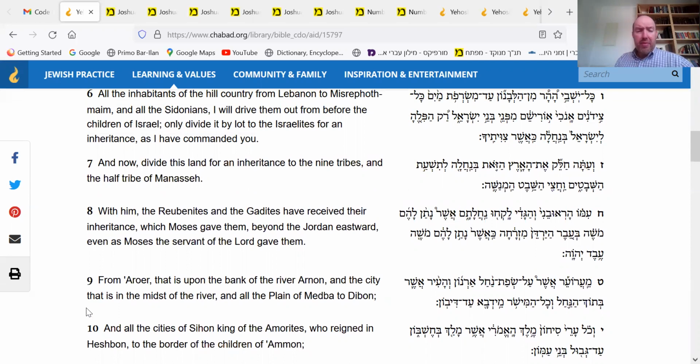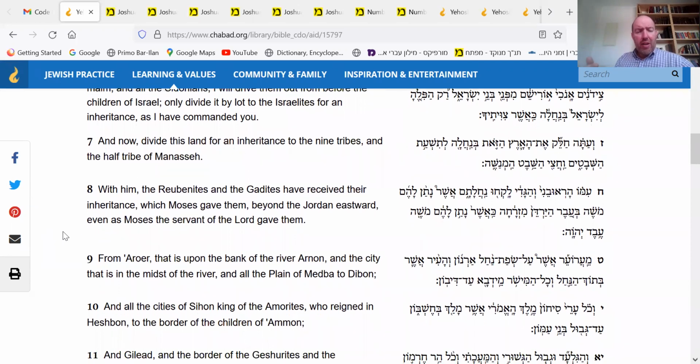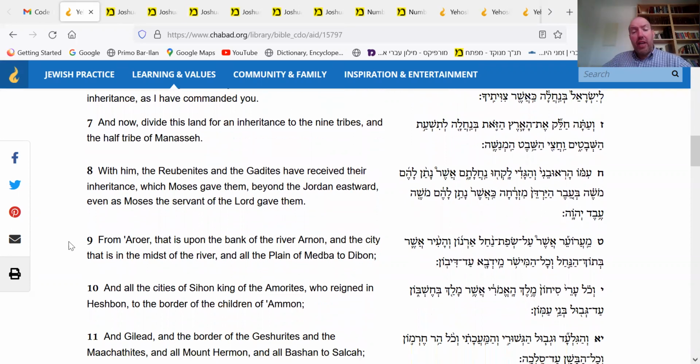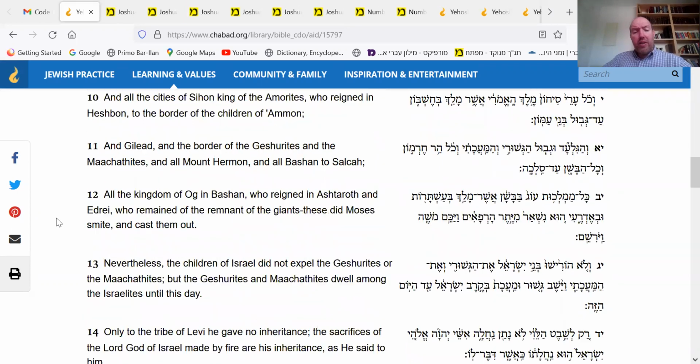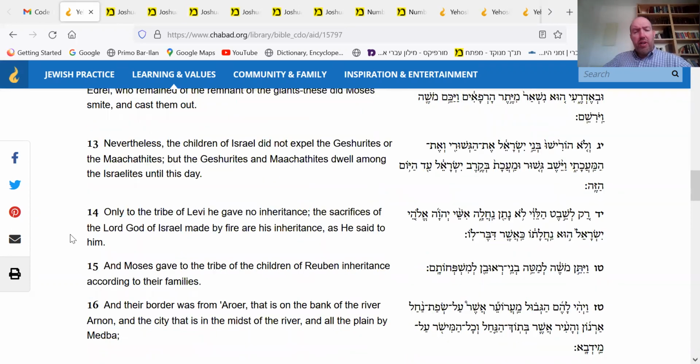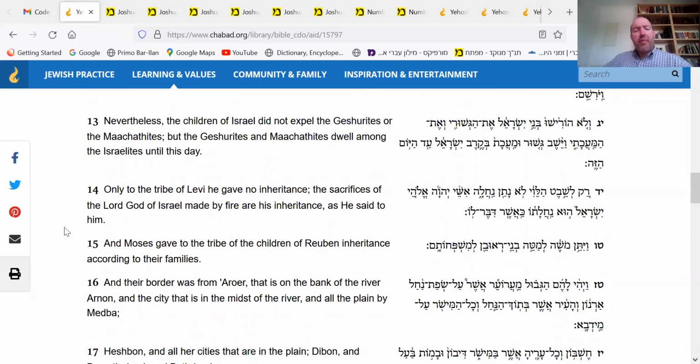There's an immediate relation to the 2.5 tribes on the east with him. The Reubenites and the Gadites have received their inheritance, which Moses gave them beyond the Jordan eastward, even as Moses, a servant of the Lord, gave them. And then there's a description of that area to the east that was conquered. We don't have to get into all the details there.